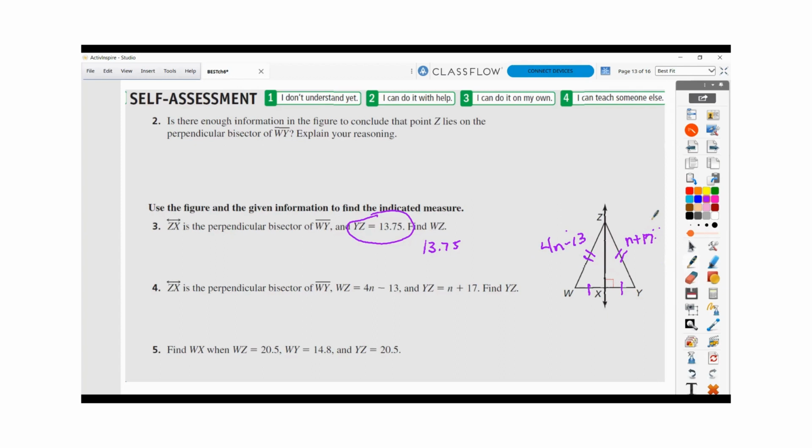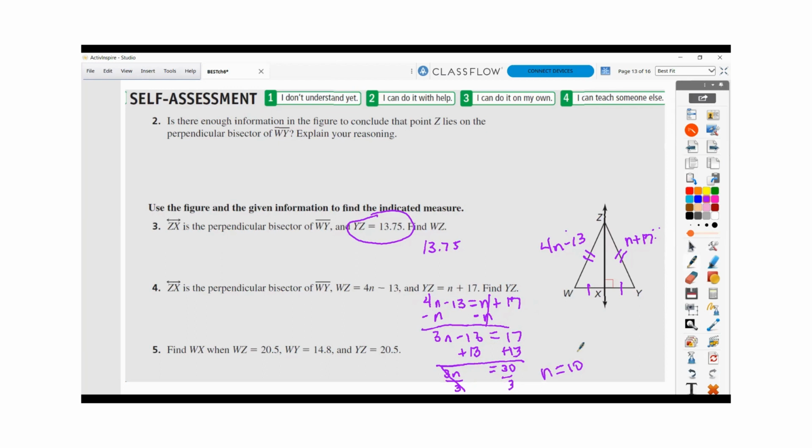Well, remember, if these are both equidistant, then you would set these two quantities equal to each other. 4n minus 13 would be equal to n plus 17. Now we're going to solve for n. Move the n over, so we have 3n minus 13 equals 17. Now we're going to add 13 to both sides. Please excuse my sloppy handwriting. I'm writing on a vertical surface. It's not that simple right now with the angle of my hand. Anyway, we get n equals 10. And that's it. We're done.